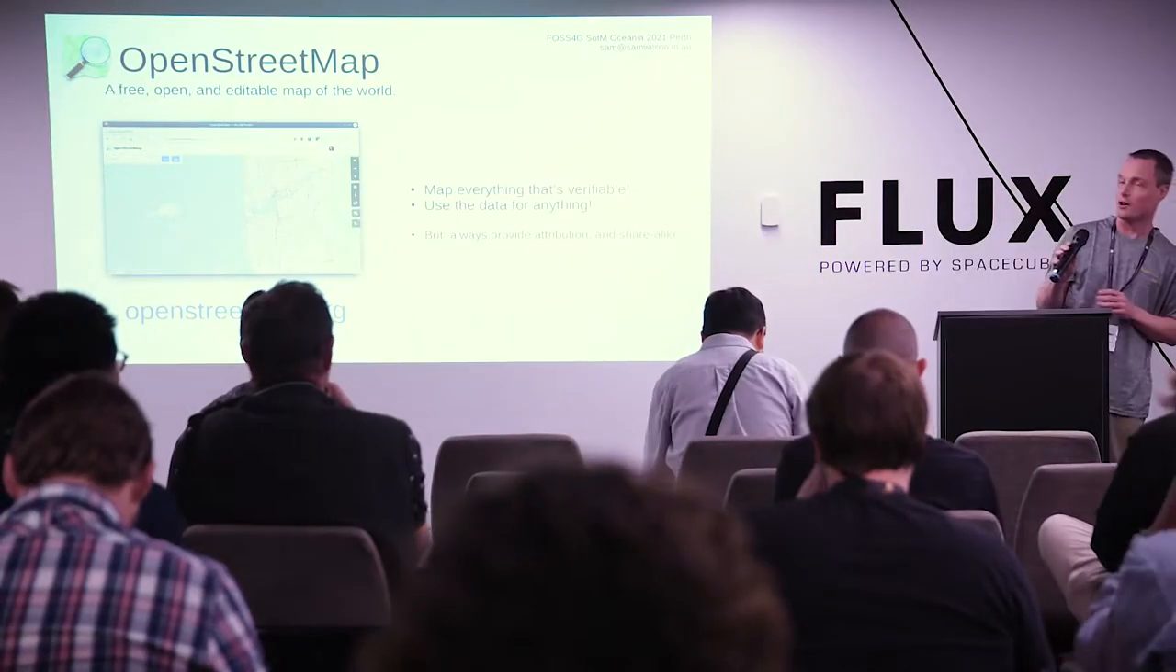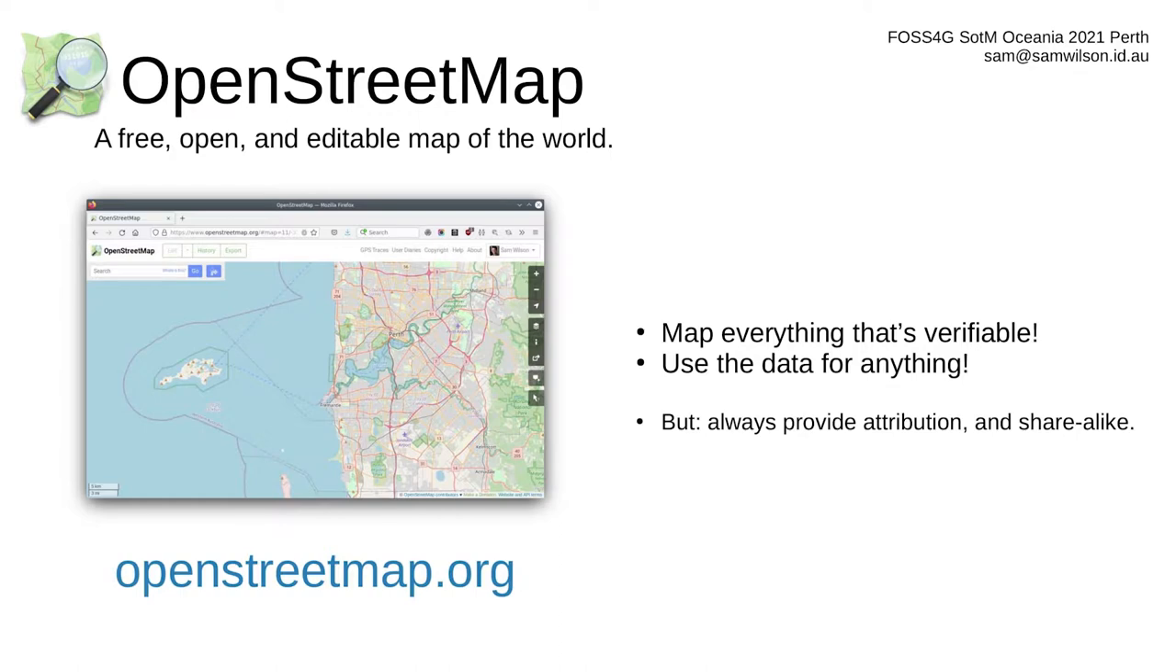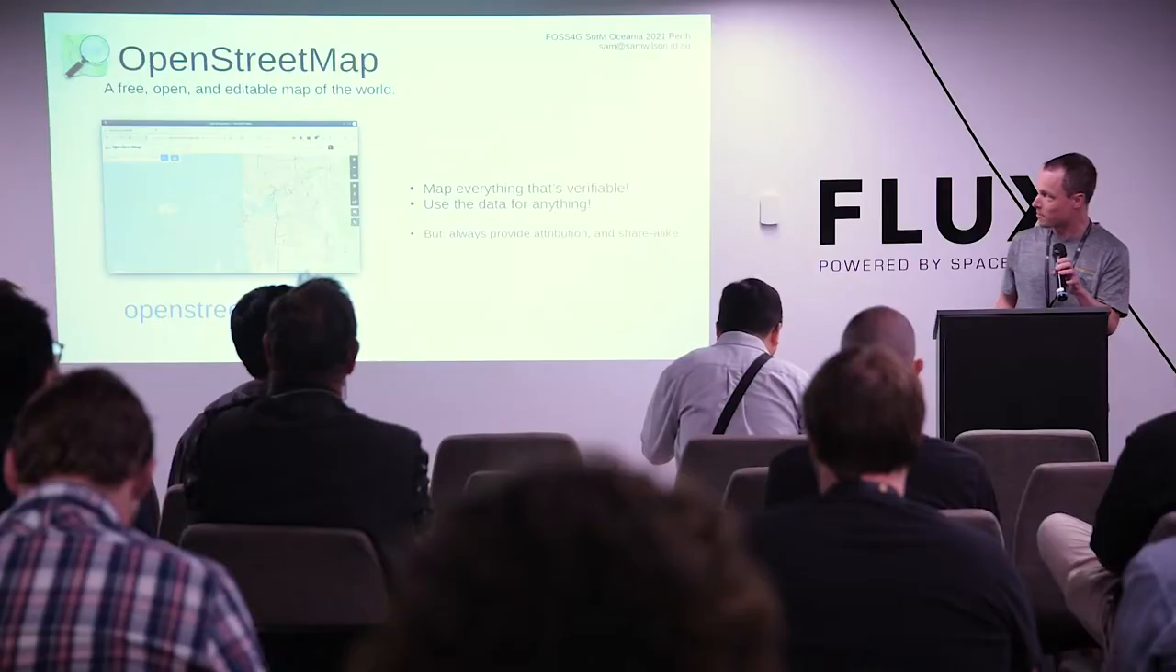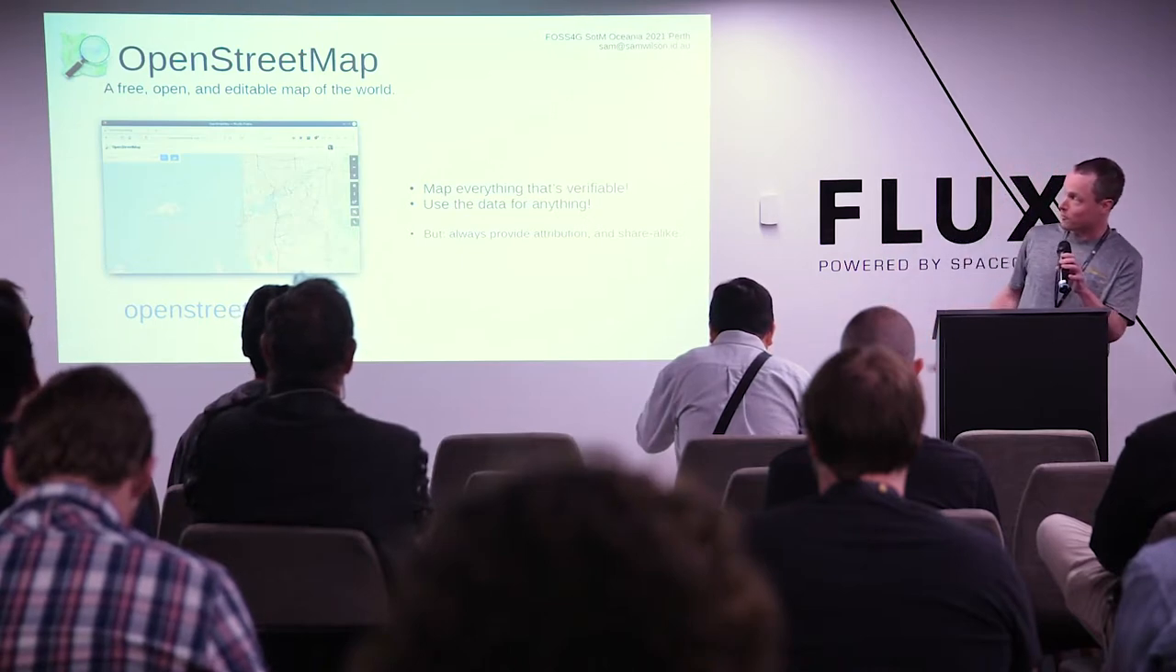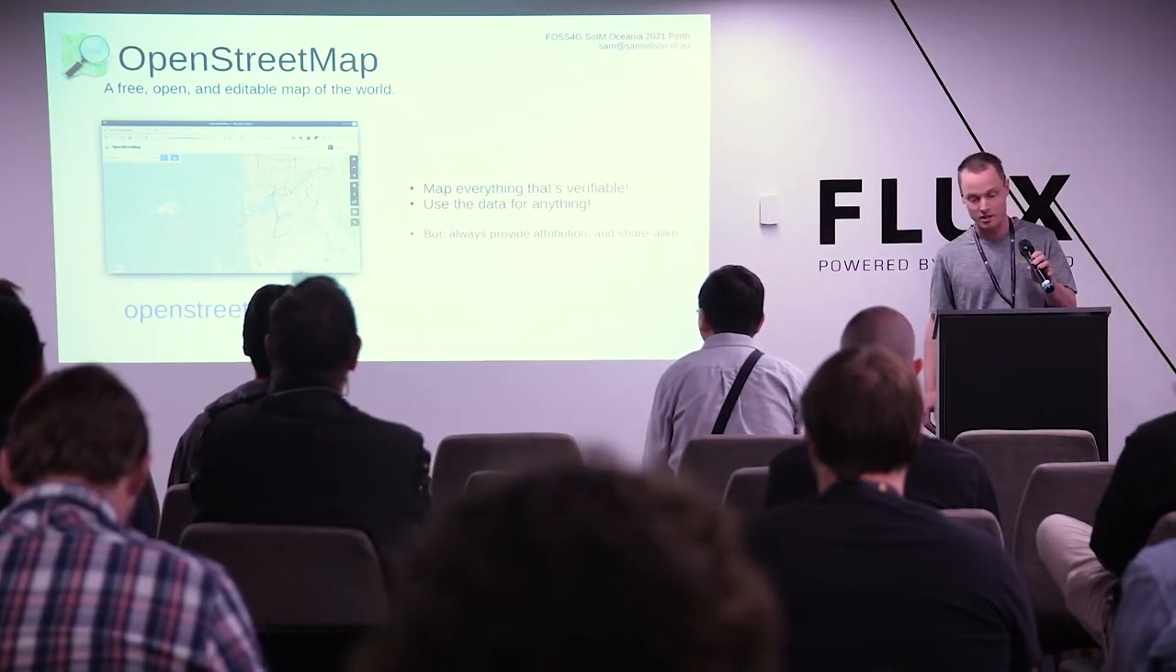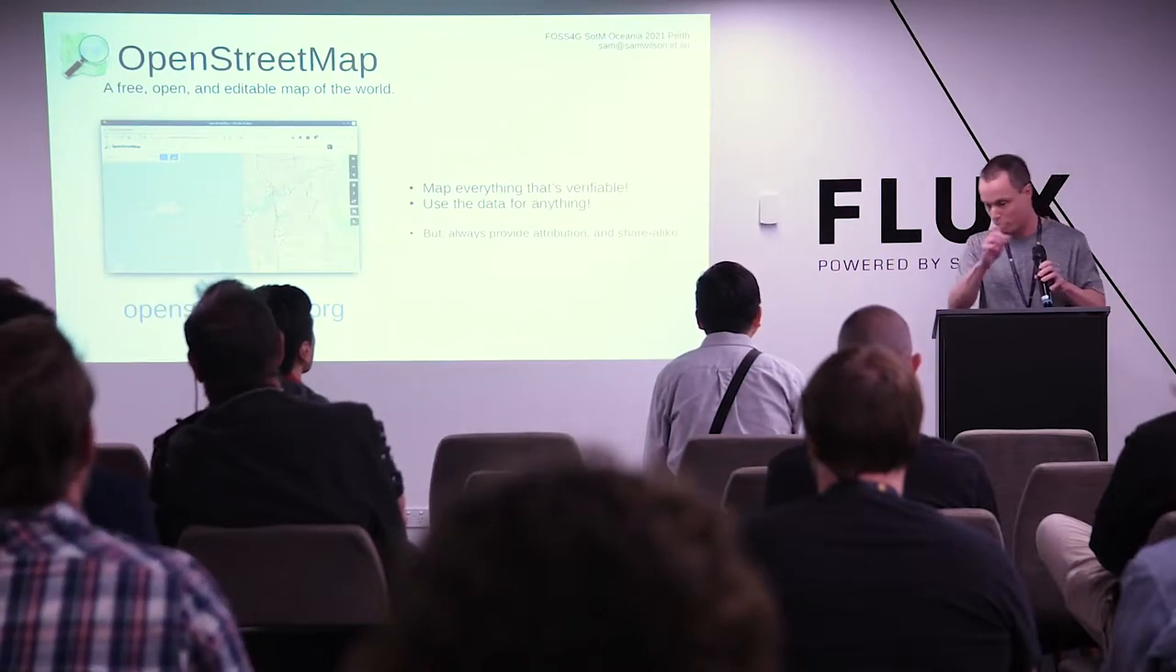Hello. OpenStreetMap. I've been mapping since 2008, in peaks and troughs, but mostly around Perth. If you look at the map of Rottnest, quite a bit of that's me. Some of it's wrong, so you should fix it.